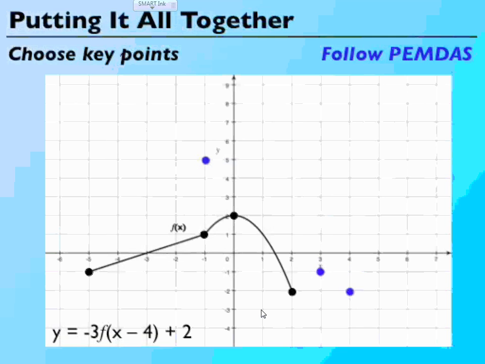Here, I'll go through this one real quick because it's got a kind of cool thing going on right here. So we move it to the right 4, and then we take the output value. The output value right now is 2, and we multiply it by negative 3. So we get negative 6. So we've got to go all the way down to an output of negative 6. And then finally we add 2, which shifts it up 2. So that's where that point ends up.